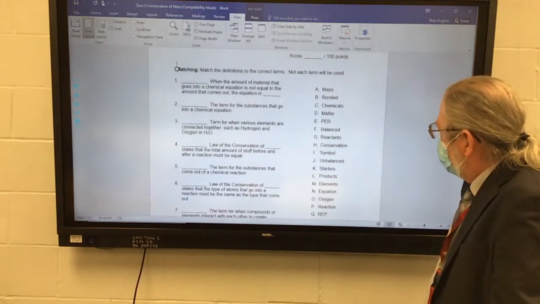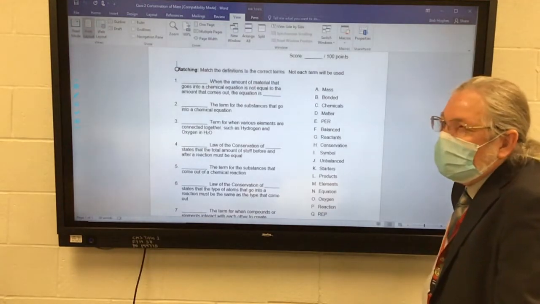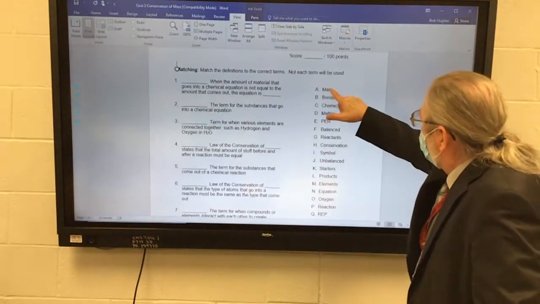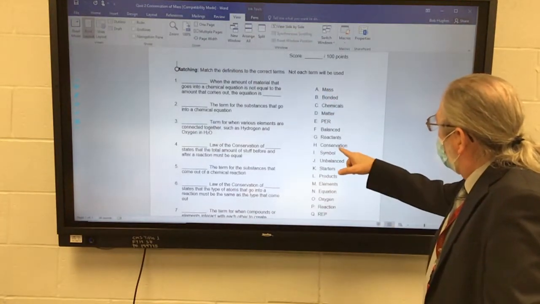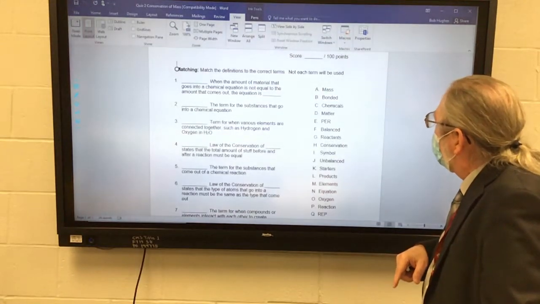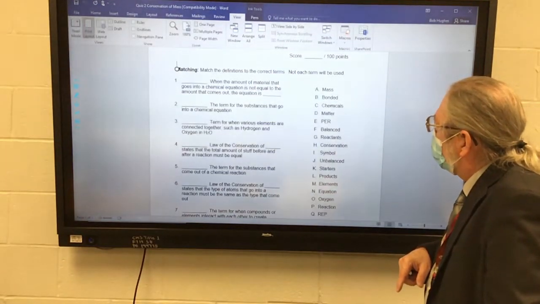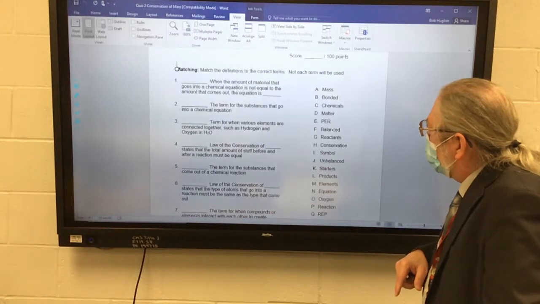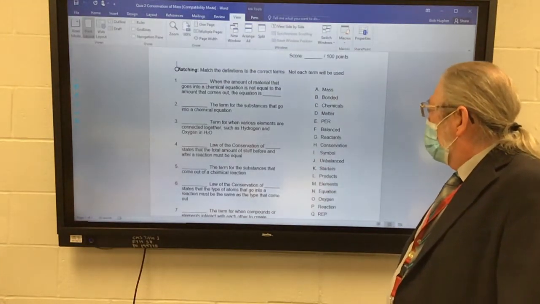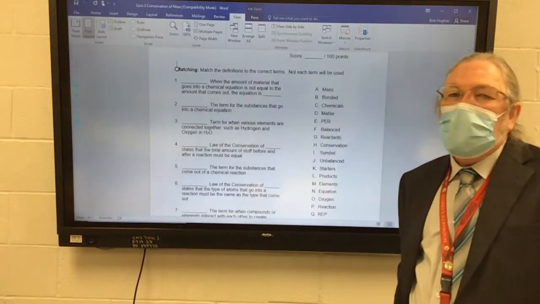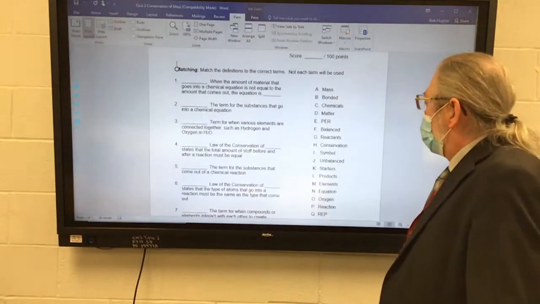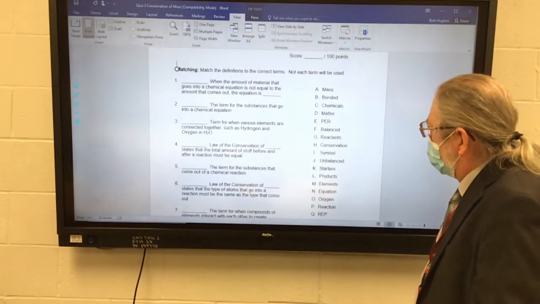Okay, are you ready? It's either mass or conservation, A or H. The law of the conservation of mass states that the total amount of stuff before and after a reaction must be equal. Got an answer? Okay, let's go to number 5.